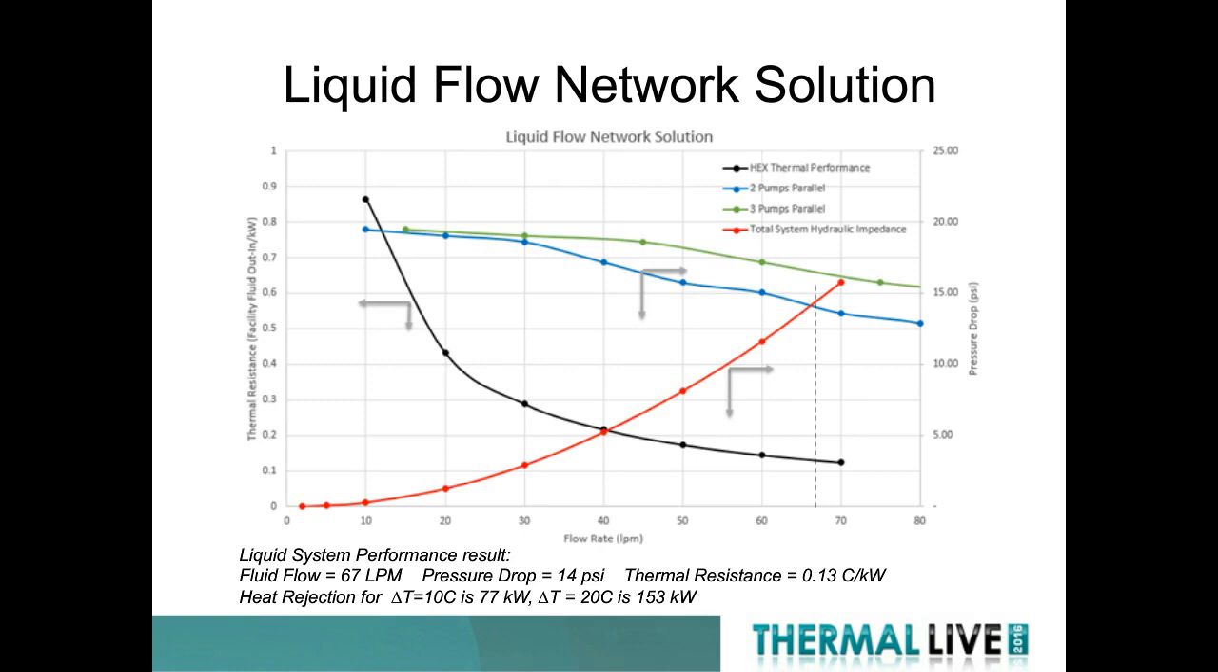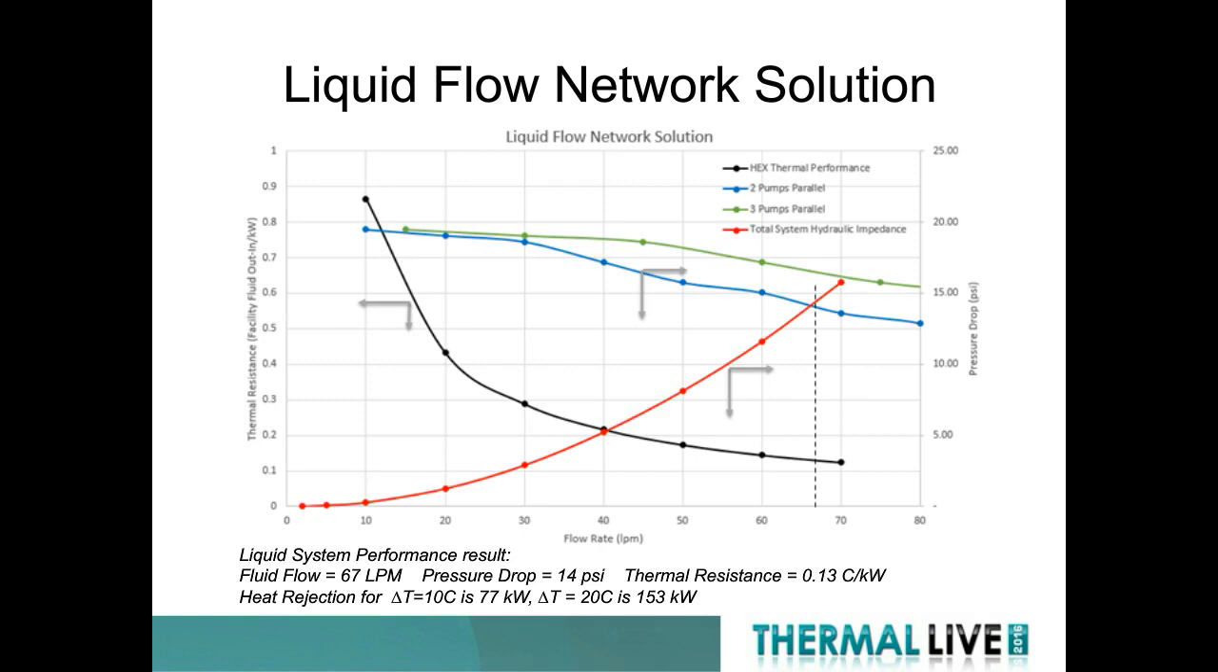And I'll talk more about that in a second. We have the red curve, which is an increasing pressure flow curve. That's our total system hydraulic impedance. And what I've done is I've pulled the pump curves from the previous slide. I have 2 pumps in parallel and 3 pumps in parallel. And we can see that where the red impedance curve intersects is our actual operating point.